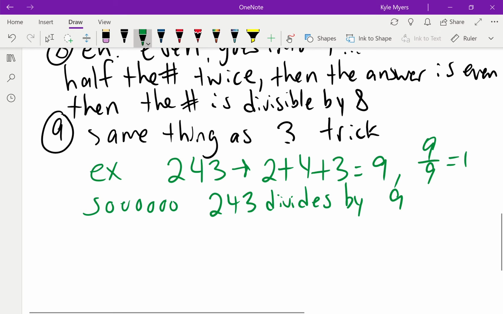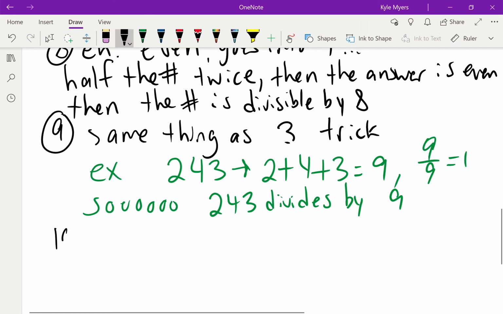And it works with everything. 333, right? 3 plus 3 plus 3. Or it could even be something that adds up to like 18, like 675. If I did 675, I add up all the digits, it adds up to 18, and then divide it by 9, and you get 2. So there you go.